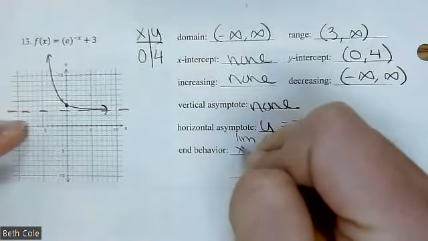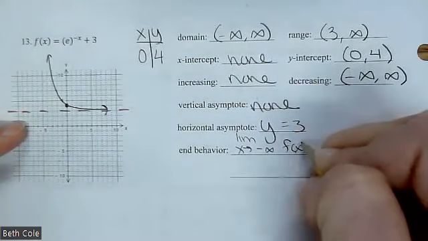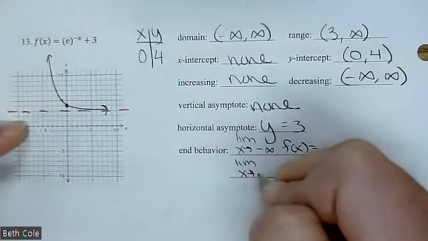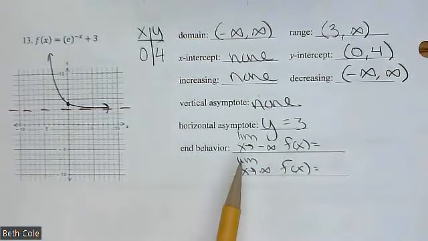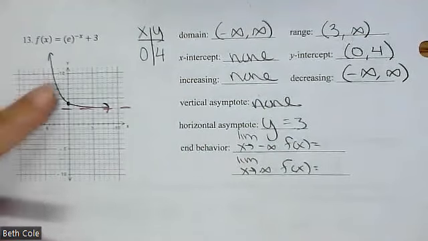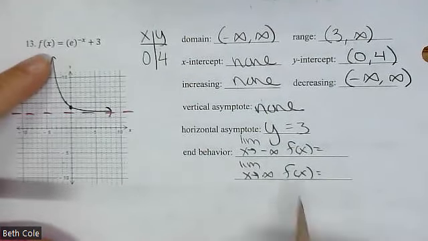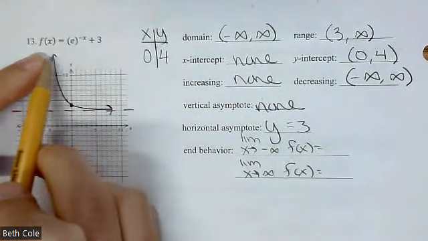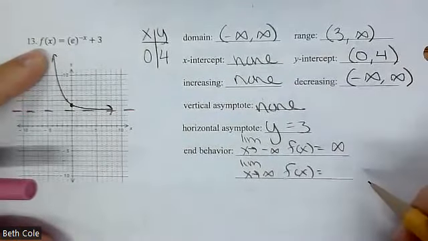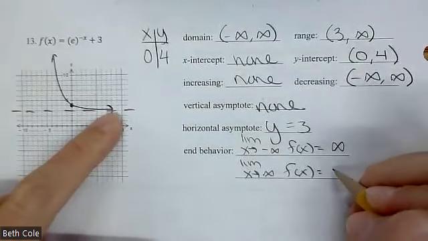And then the ends. So where does the left end go? Well, yeah, as we go to negative infinity, where's the arrow pointing? Yep, infinity, it's going up, and then the right end, 3.